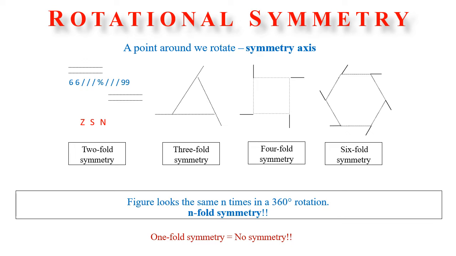We may have a rotational symmetry. If we rotate around a point, this point is in fact the symmetry axis. This is the point where the symmetry axis passes. For example, we can see the two-fold symmetry. If you take Z and rotate it, you are going to get this type of N shape. So this is two-fold symmetry.